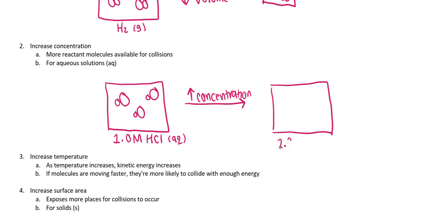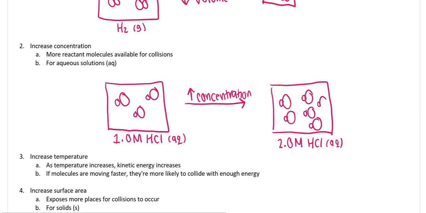Let's say I went up to a 2 molar solution. My concentration doubles. I'm going to have twice as many molecules. So I have more molecules in the same amount of space, which means they're closer together. The closer those molecules are, the more likely they are to collide. The more collisions we have, the faster the reaction will be.